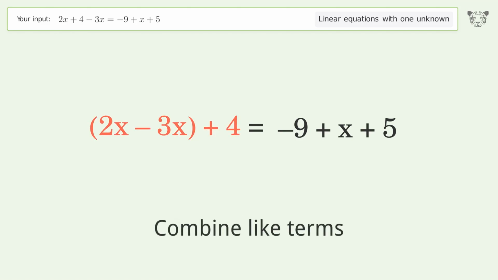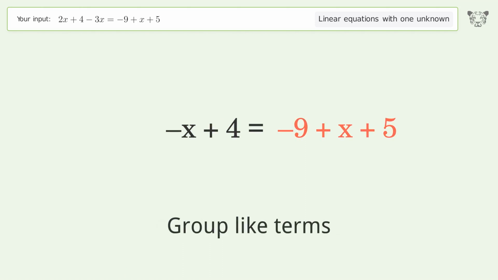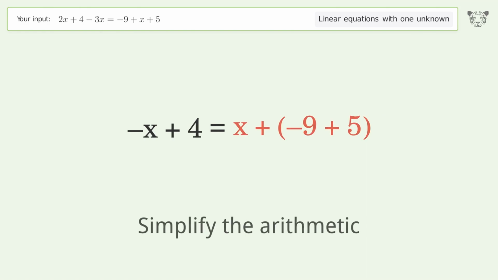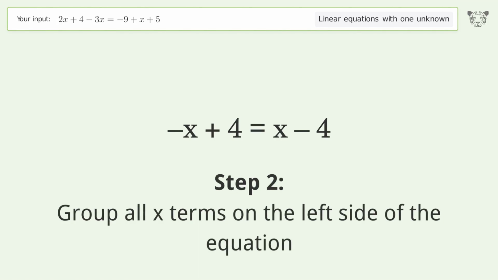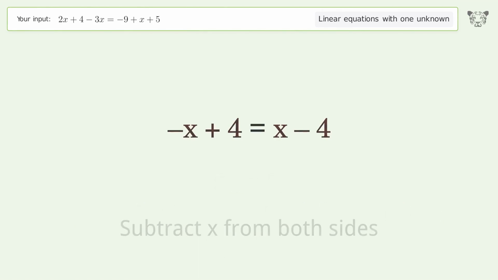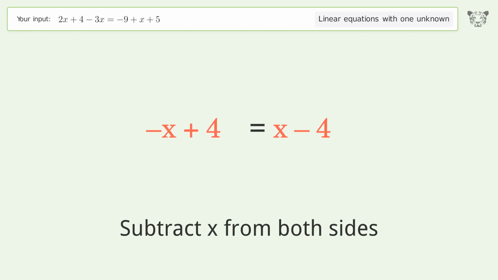Combine like terms. Group like terms. Simplify the arithmetic. Group all x terms on the left side of the equation. Subtract x from both sides.